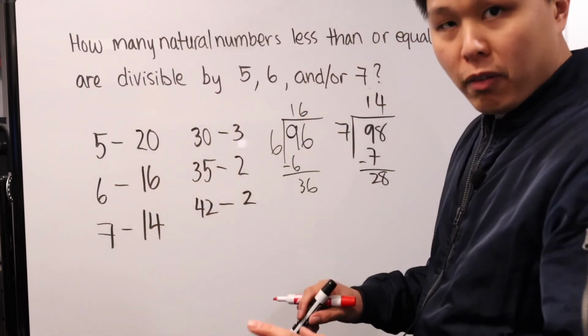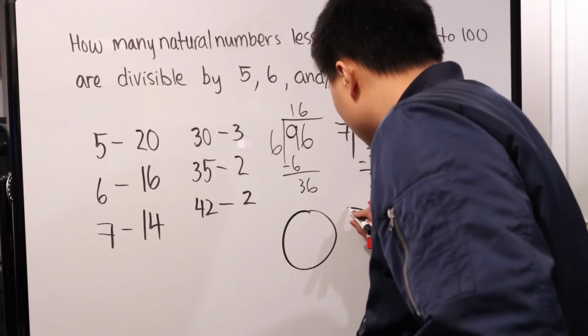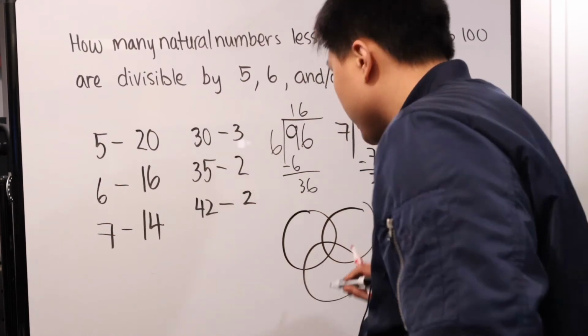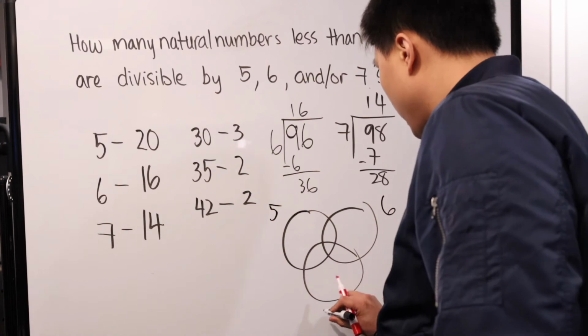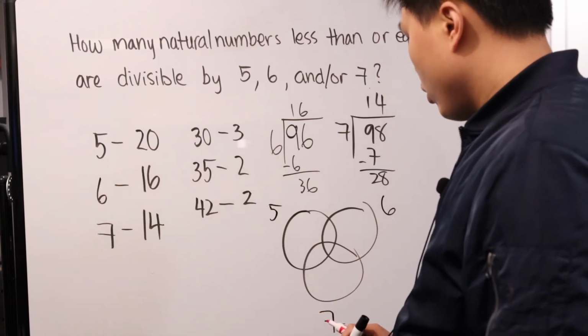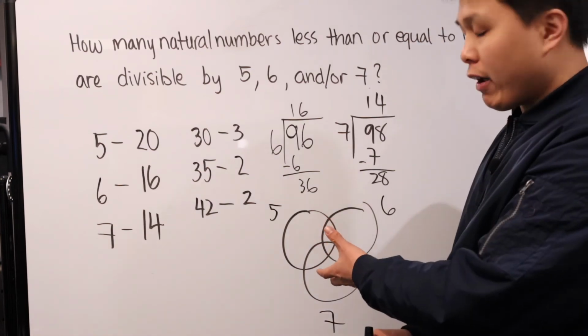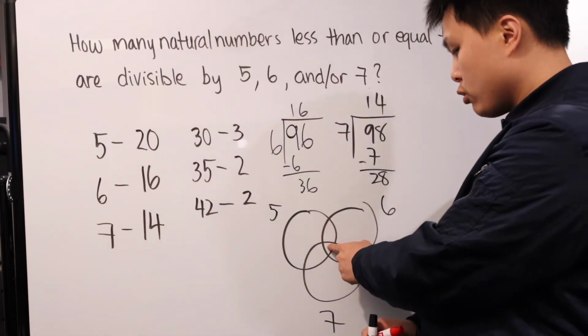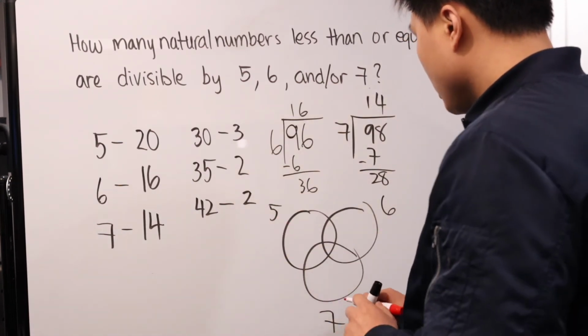Let's just put them in a Venn diagram and see what happens. We have our 3 type of Venn diagram because there's 3 numbers that we're worried about. We have 5, we have 6, and we have 7. Even though it's drawn like this, I just draw like this out of habit. In this case, technically, there shouldn't be anything touching here because there's nothing that's divisible by all 3.